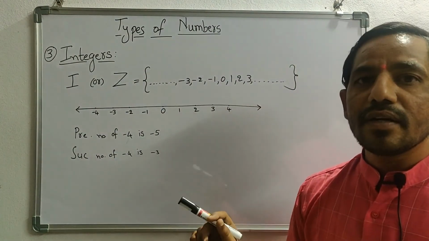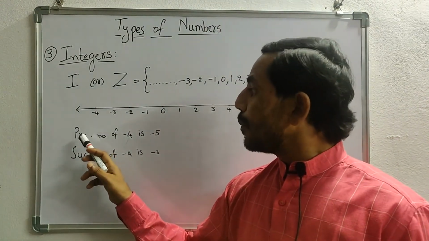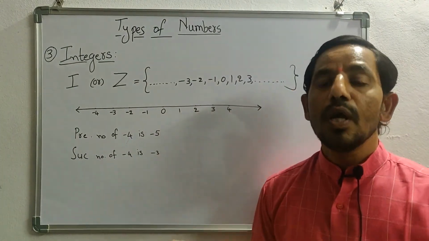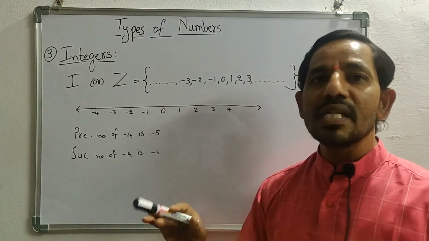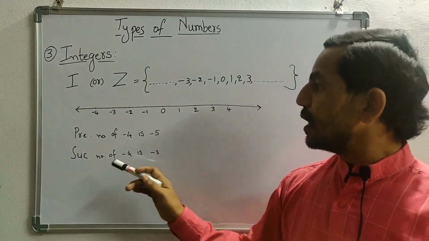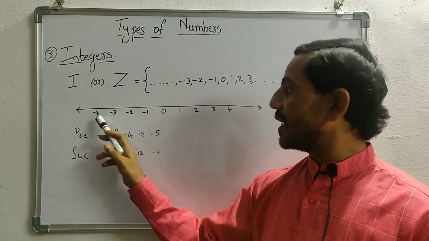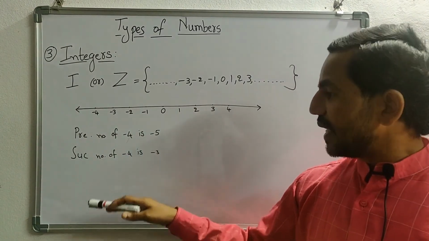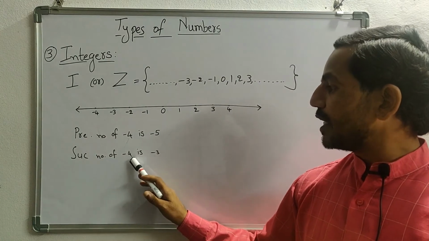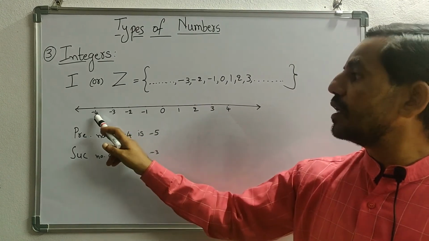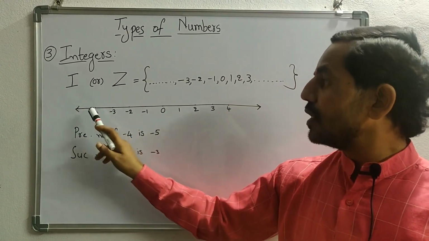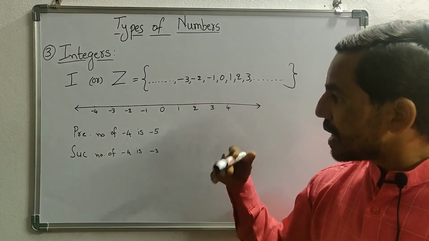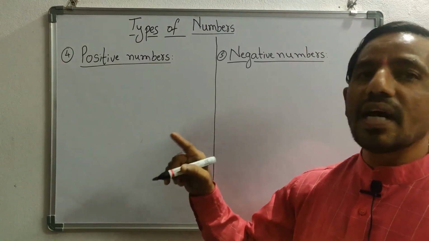Here one important topic is the preceding number, and next, the successive number. Preceding number means the number before, and successive number means the number after. For example, the preceding number of -4 is the number before it, that is -5. The successive number of -4 is the number after it, that is -3. Here these two are important.